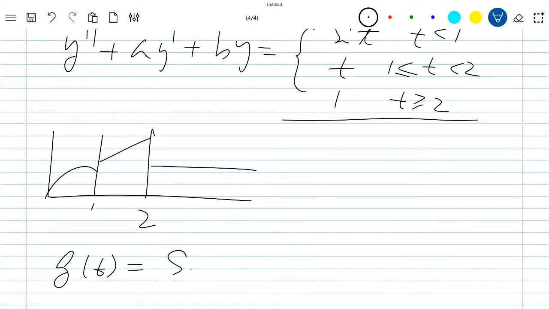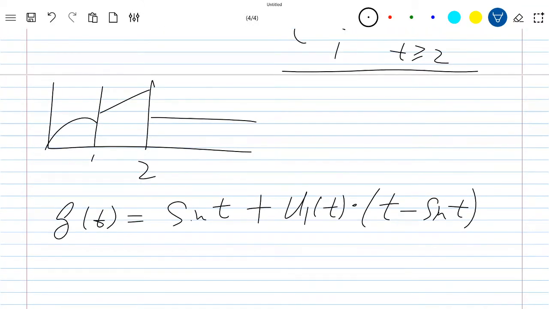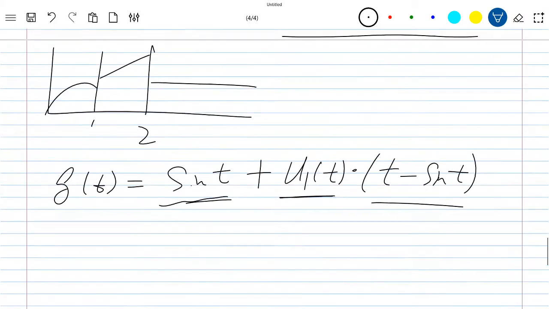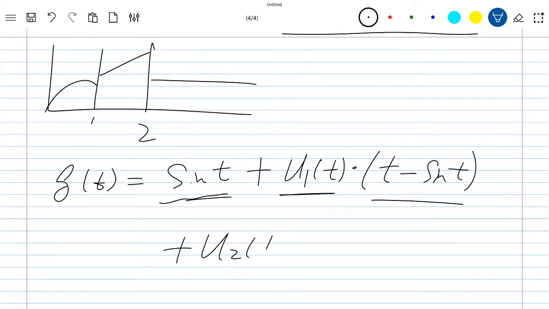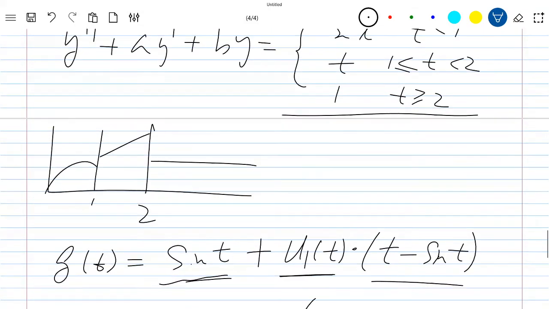You start with sine of t, and you have to change it at 1. Change by how much? Well, you change by the difference between the second and the first definition. Why? Because when t is less than 1, this is 0, so you only have that. When t is more than 1, this equals 1, so this added to that will give you t. Okay? And what do you do for the next segment? Once again you add the change. The change is 1 minus t.